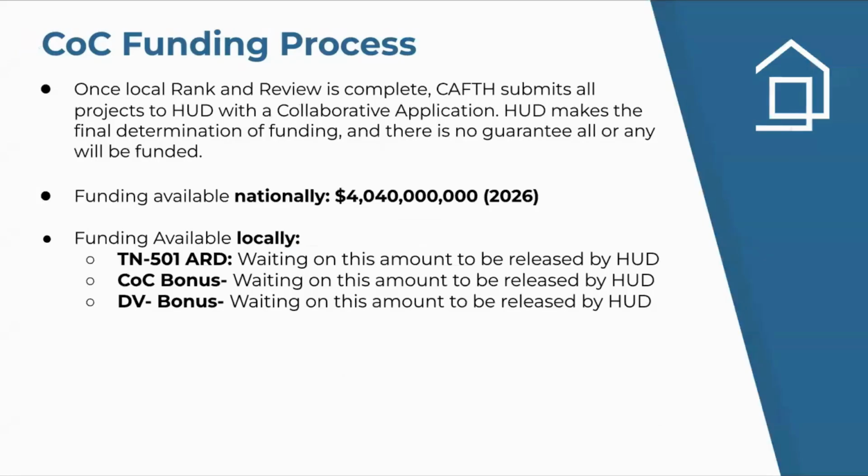Once the ranking and review process is complete, then CAH submits all the projects to HUD with the collaborative application, and then HUD makes any final determinations of funding. And at the end of the day, there's no guarantee that any or all of it will be funded. It is HUD's money, and they will decide who gets funded. Nationally, we have $4 billion in this pot of money, but we don't have the local numbers of how much we have in our bonuses or how much our renewal amounts are. They haven't been released yet from HUD. So as soon as those get posted from HUD, then we'll have all that on our website as well.